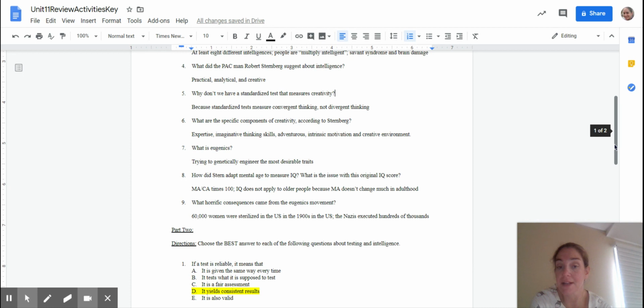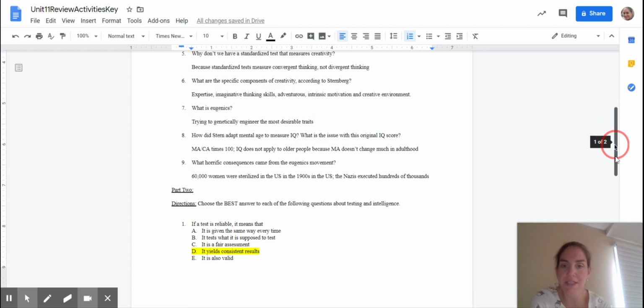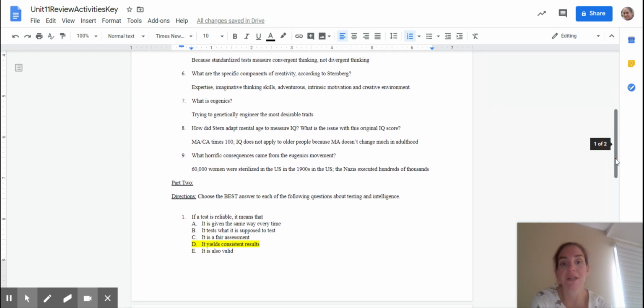Why wouldn't we have a standardized test that measures creativity? Because they measure convergent thought, not divergent thought, and that is what creativity is. The specific components of creativity: expertise, your imagination, being adventurous, having intrinsic motivation coming from within you, and a creative environment.